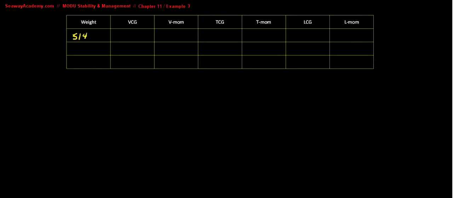So the displacement of the rig is 51,496 tons with a vertical center of gravity of 23.36 meters. So the vertical moment, when you multiply these together, is 1,202,946.56 ton meters.